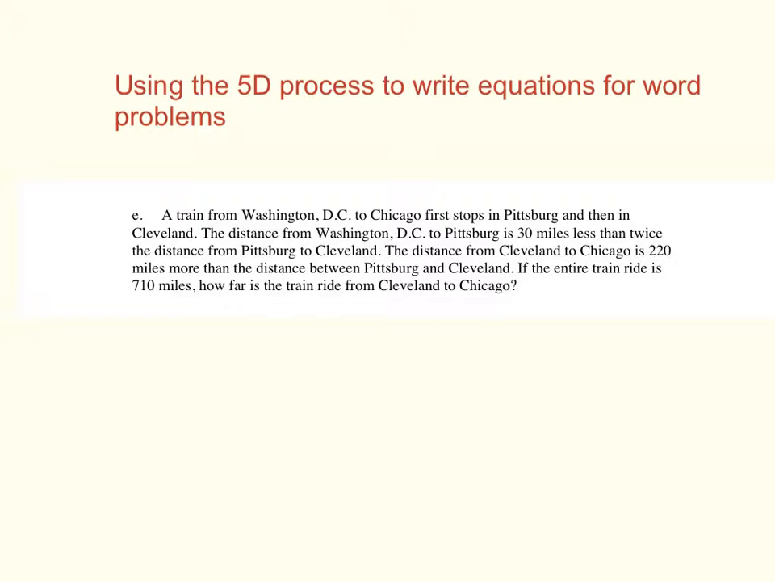The distance from Washington, D.C. to Pittsburgh is 30 miles less than twice the distance from Pittsburgh to Cleveland. The distance from Cleveland to Chicago is 220 miles more than the distance between Pittsburgh and Cleveland. If the entire train ride is 710 miles, how far is the train ride from Cleveland to Chicago?